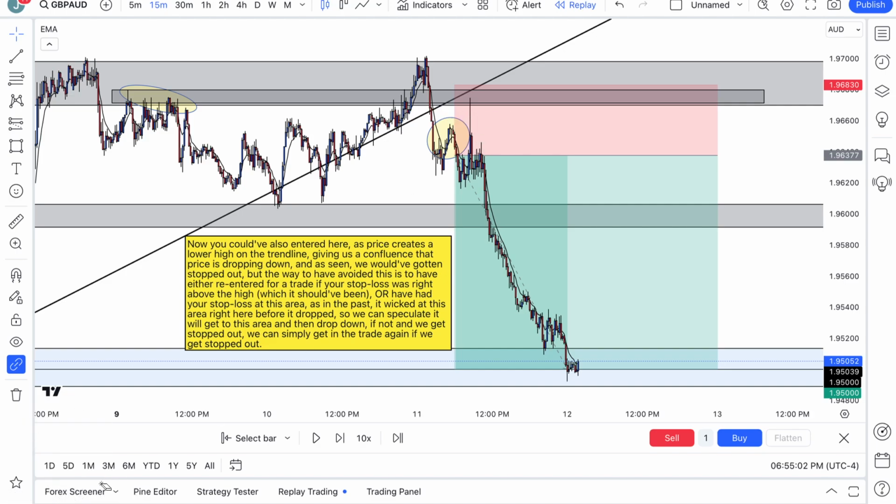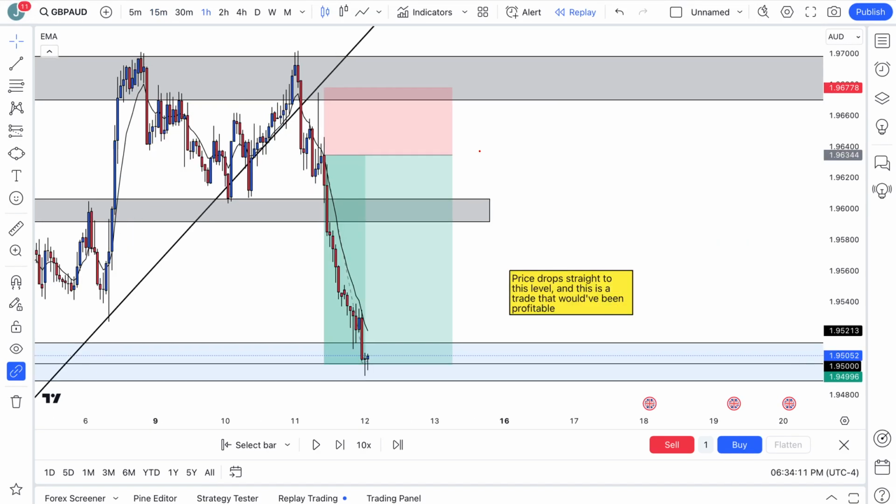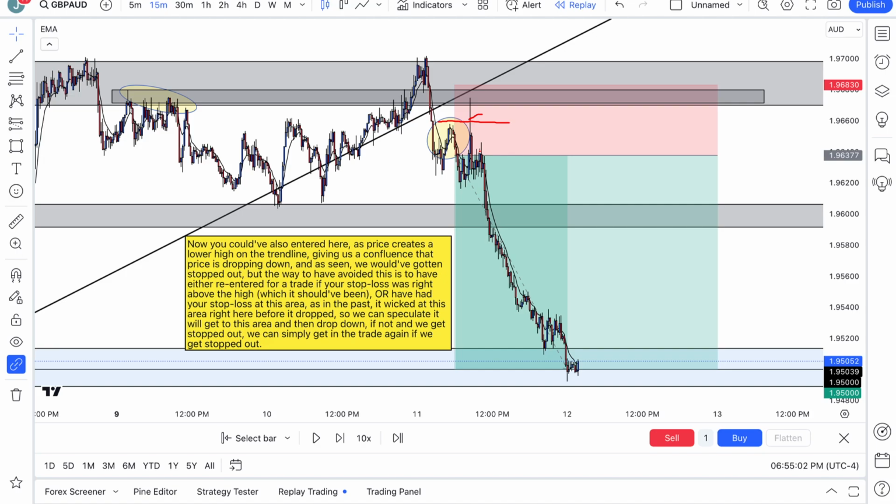If we were to get stopped out because we had a stop loss right here and it stopped us out right here, we could have either re-entered for the trade as we did here, or entered and had our stop loss above this area, because as we see, price wicked above this area, broke below, came up to retest this area, so we could have had the same confidence that it would have broken below and come back up to the same area and then dropped down. So that is what we had.